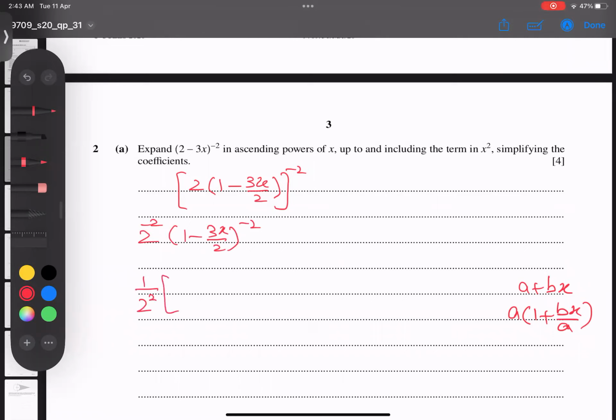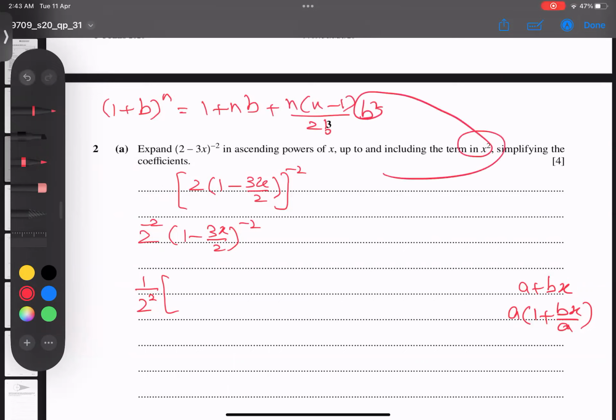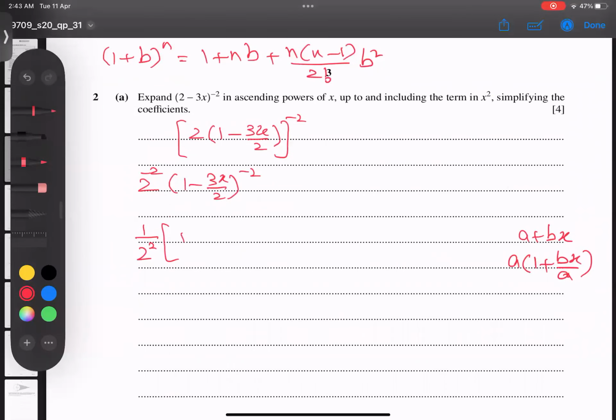And now applying the binomial expansion formula: if you remember, the formula is 1 plus b to power n, which is 1 plus nb, the product of both, then n times n minus 1 over 2 factorial times the square of b. I think we have to expand till power 2, so no need to go further. So starting 1 plus nb. n is this, b is this. You can see nb, the product of the power and b is the second term. Make sure of the negative sign of the b value, don't forget it. I have seen many times students miss this negative sign.